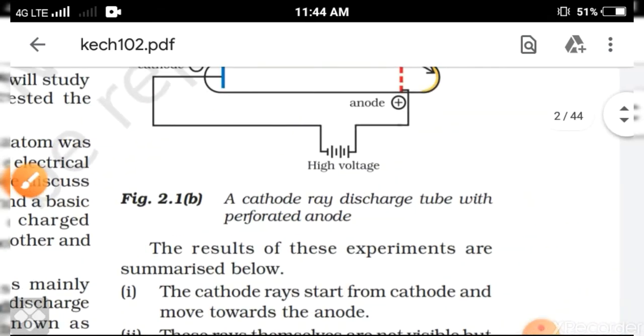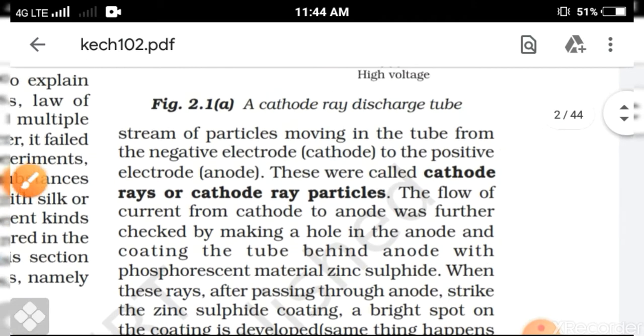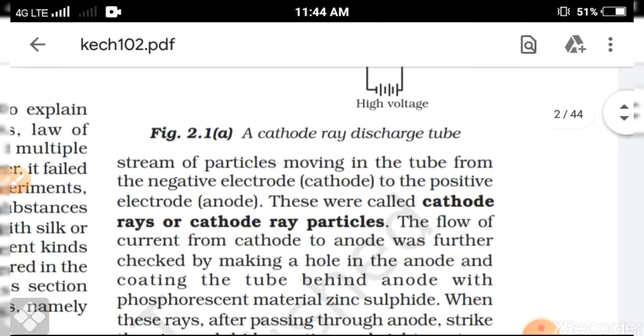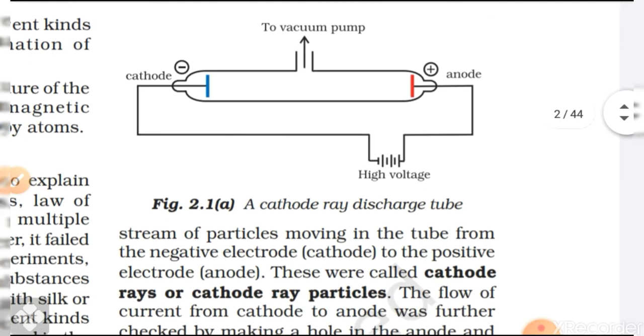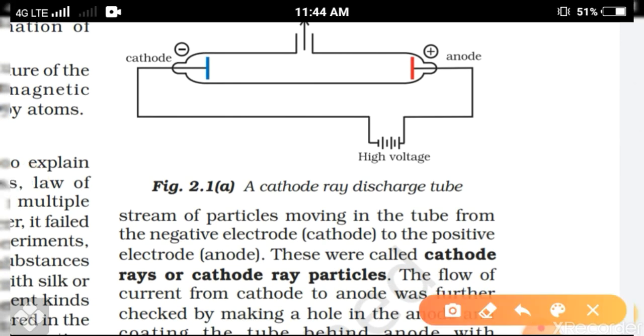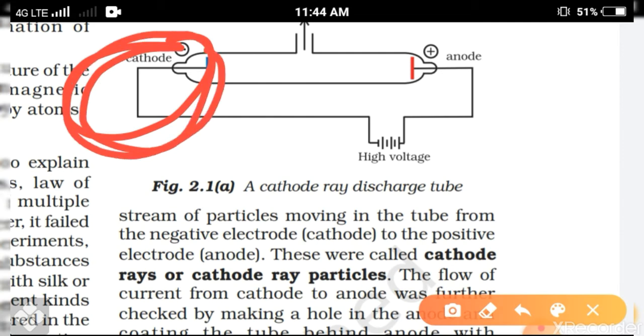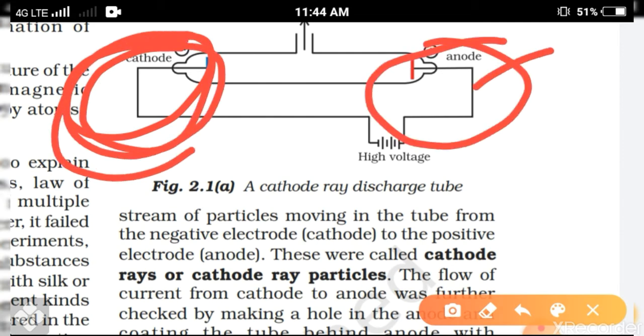Here is the figure given. You have to see now. What is this? This is the cathode ray tube. The whole experiment is a cathode ray discharge tube. This side is known as the cathode, which carries negative charge, and this carries positive charge, that is known as the anode.